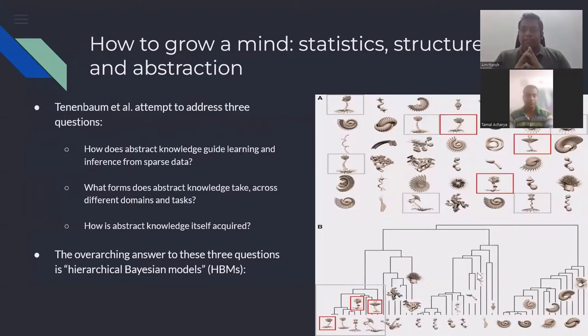Now, this is amazing, and I think this has been taken from the Tenenbaum paper, and we will give you the references and the link. These ideas, like how do we really grow a mind, and all these statistics, structure and abstraction, are a very big question that we have.